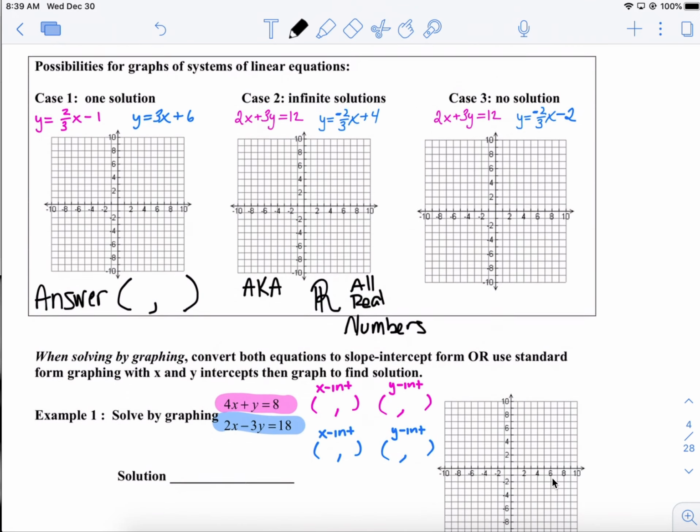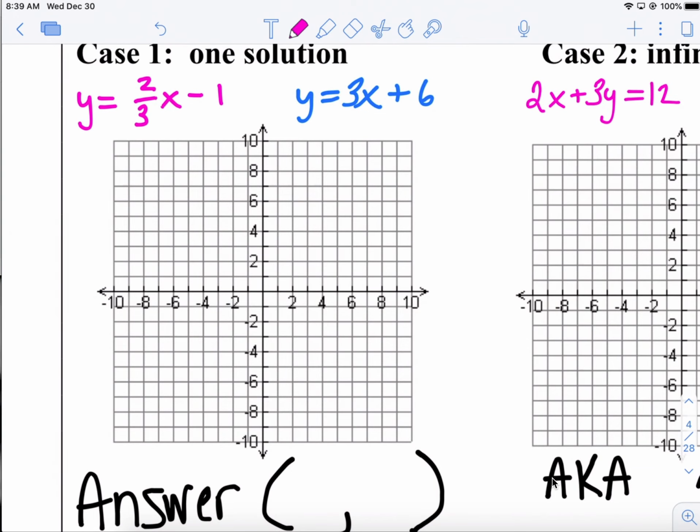So if you would, will you go ahead and copy everything you see right now in the pink and the blue and the black, please? Perfect. When you have that all written down, we will go ahead and graph them. I'm going to graph my first equations in pink. My first equation, I'm going to graph -1, rise 2, run 3, putting as many points that fit on the graph. Ooh, I did that wrong. Sorry about that. Rise 2, run 3.